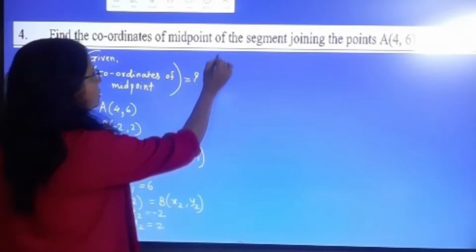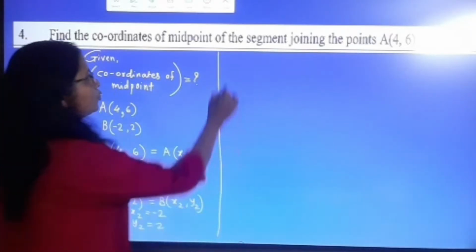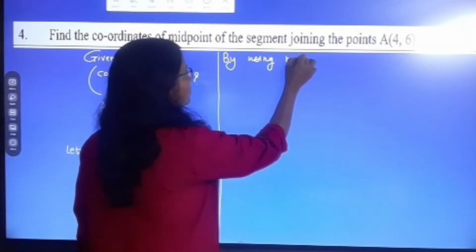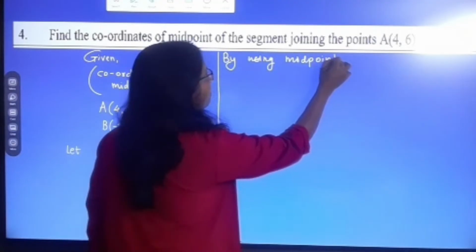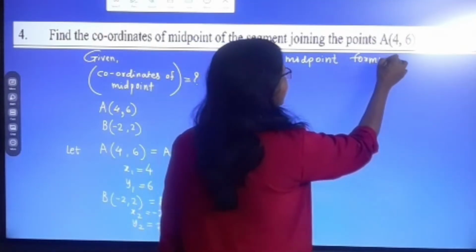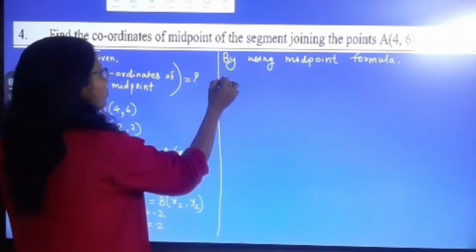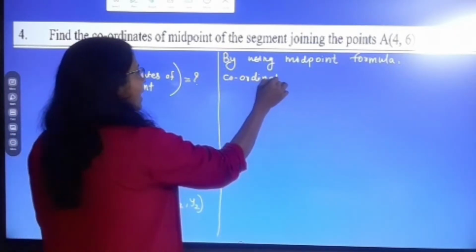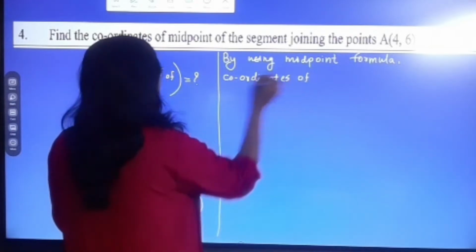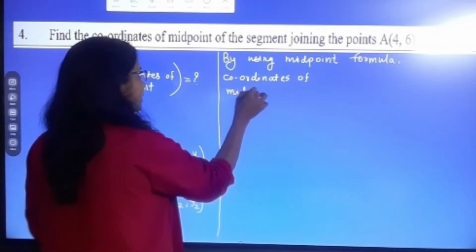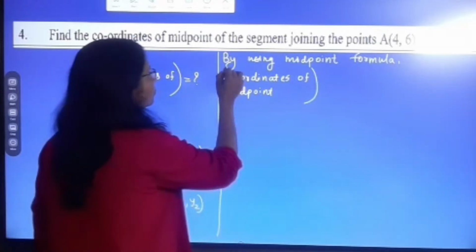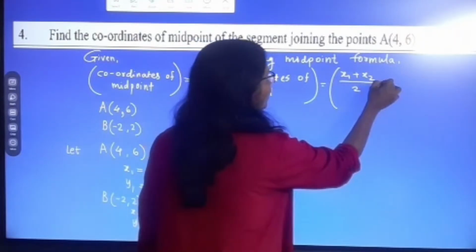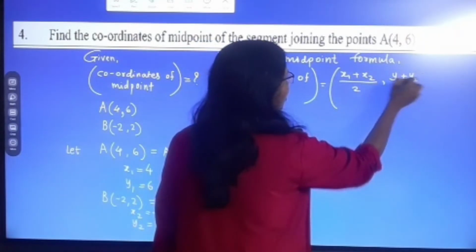So now here students, by using the midpoint formula, I write down: by using midpoint formula. Okay, so what is the midpoint formula? How can we find out the coordinates of midpoint? I write down: coordinates of midpoint is equal to (x1 plus x2 upon 2, y1 plus y2 upon 2).